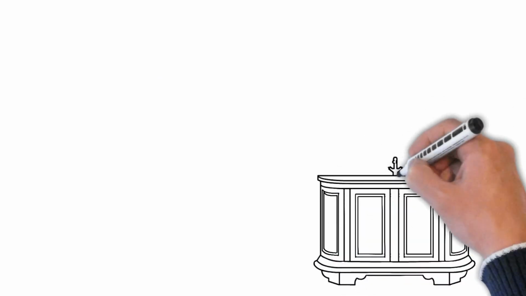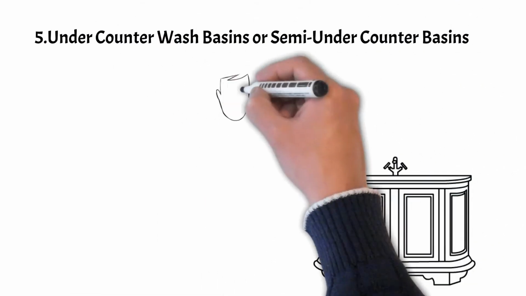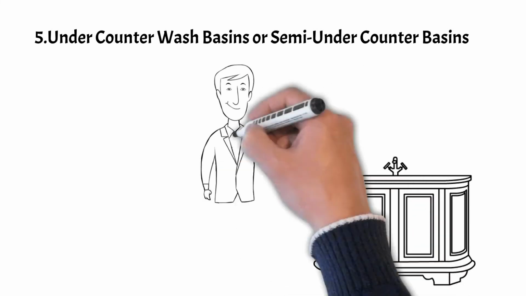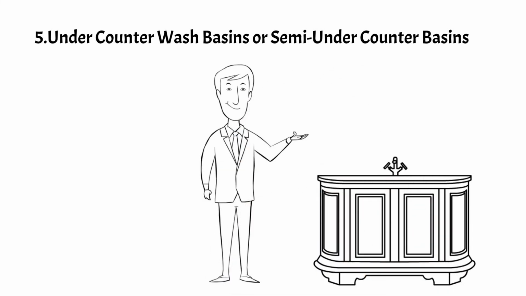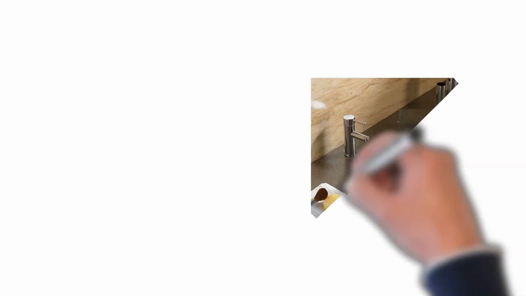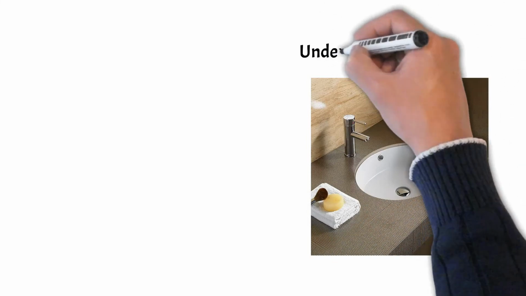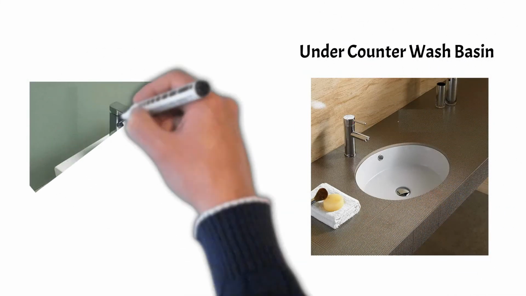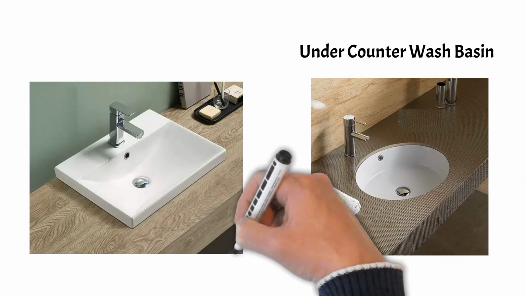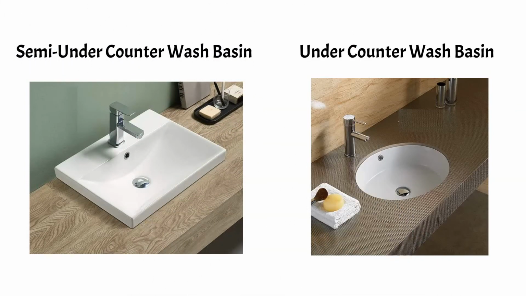Number 5 is undercounter wash basin or semi-undercounter wash basin. An undermount basin is one that sits underneath the countertop. This style creates a very seamless, clean look, as less of the actual basin is visible.